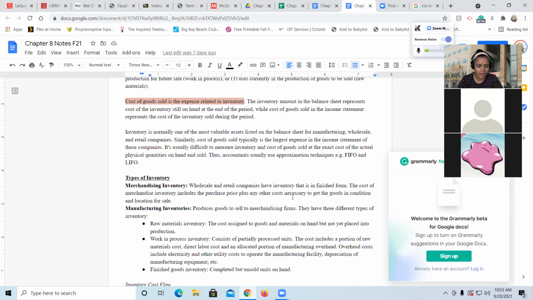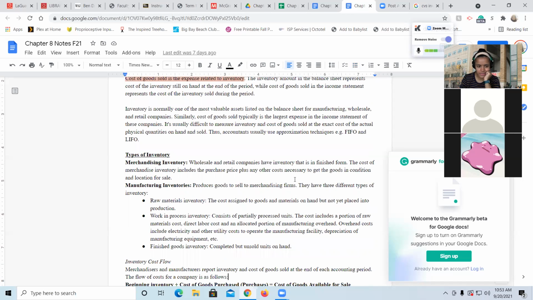So you have manufacturers and then you also have merchandisers. A typical merchandiser would be like a Target or a Walmart, a CVS, and so on. So those are the two types of, I guess, inventory that we have.